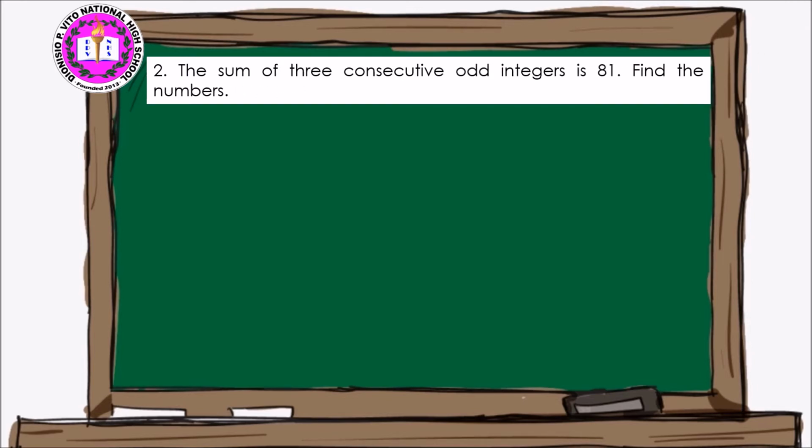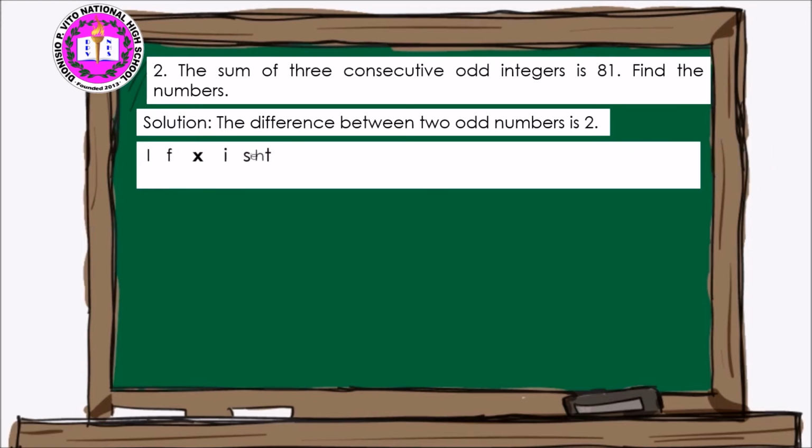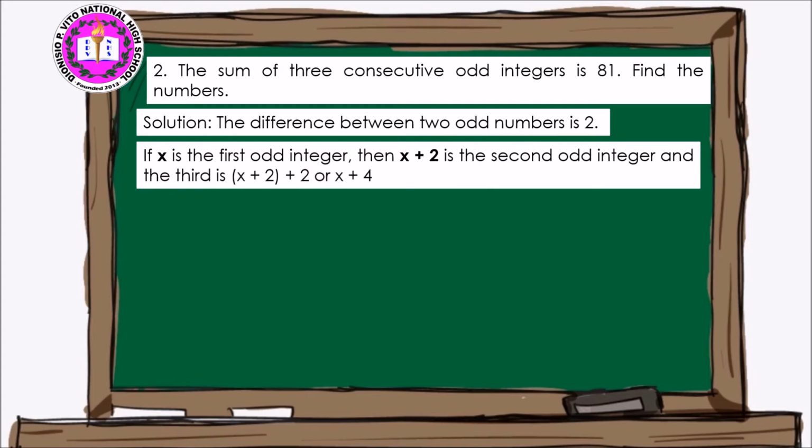For our second example, we have the sum of 3 consecutive odd integers is 81. Find the numbers. For our solution, the difference between 2 odd numbers is 2. If x is the first odd integer, then x plus 2 is the second odd integer, and the third is x plus 2 plus 2, or x plus 4.